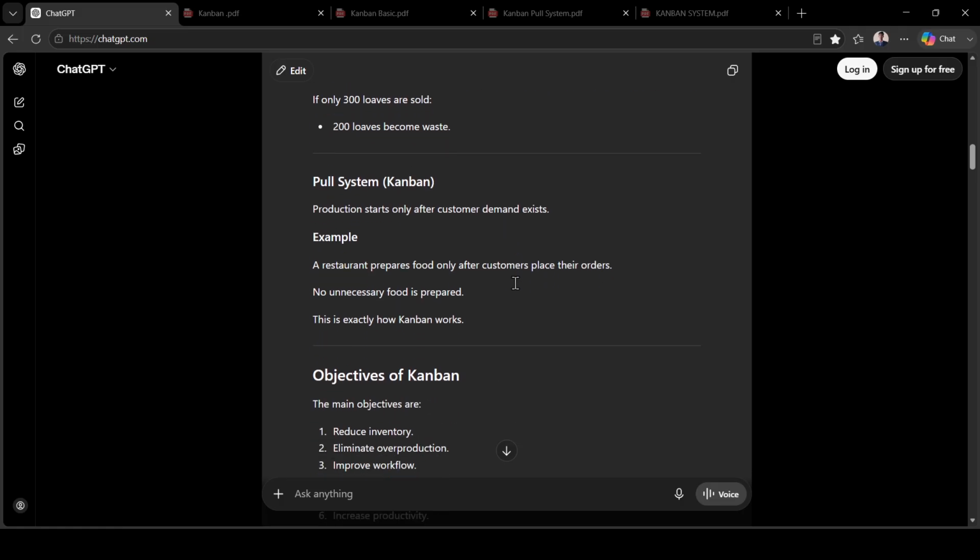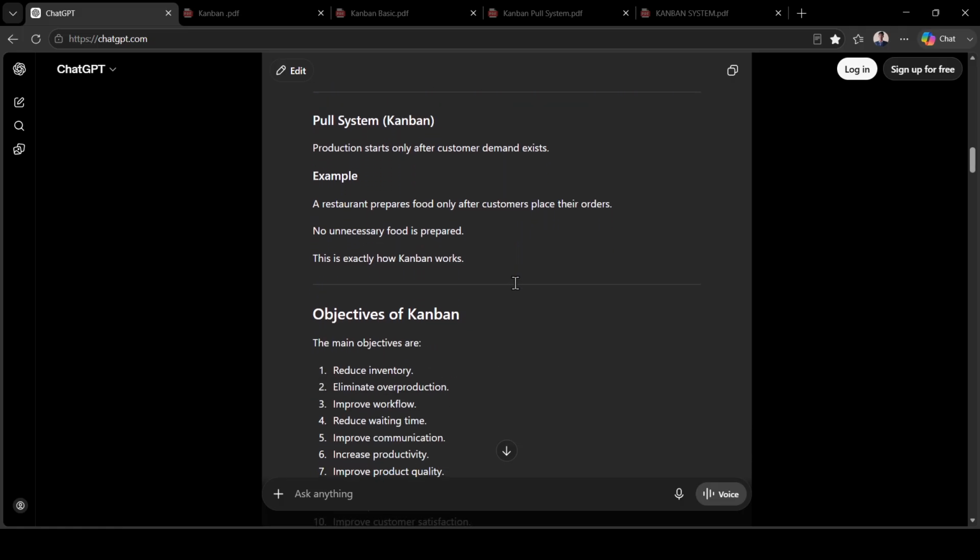Then what is a pull system? In Kanban, production starts only after customer demand exists. Example: a restaurant prepares food only after customers place their orders. No unnecessary food is prepared. This is exactly how Kanban works.